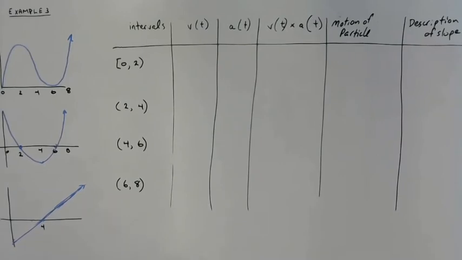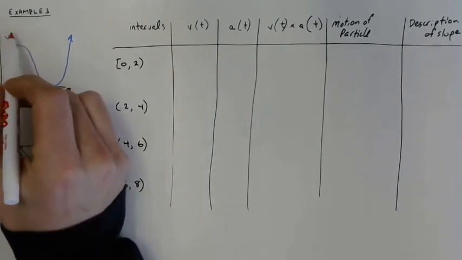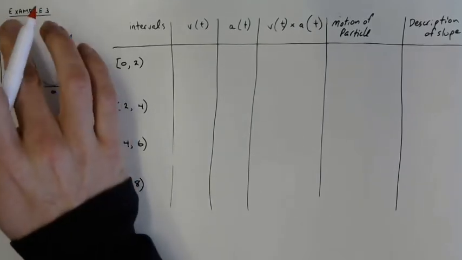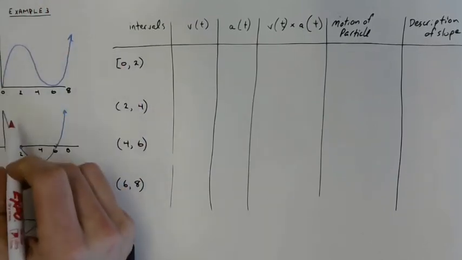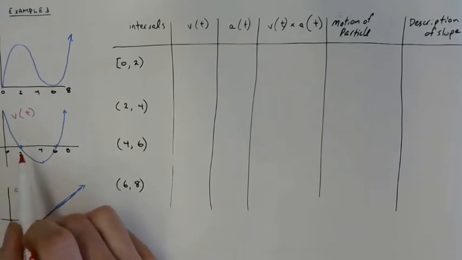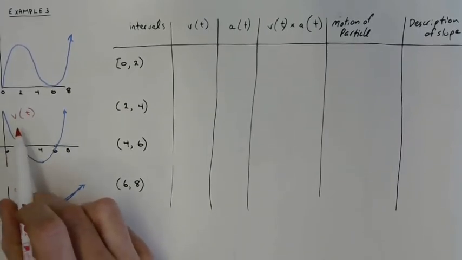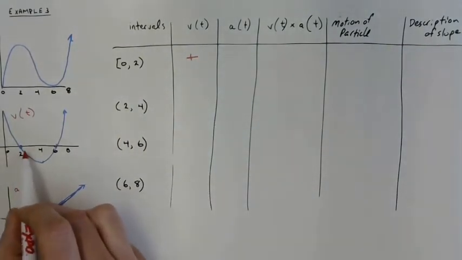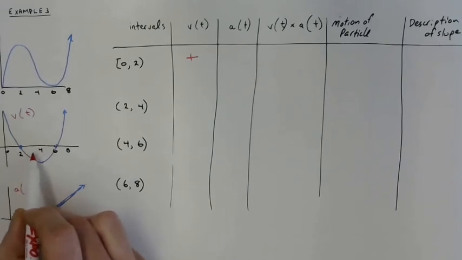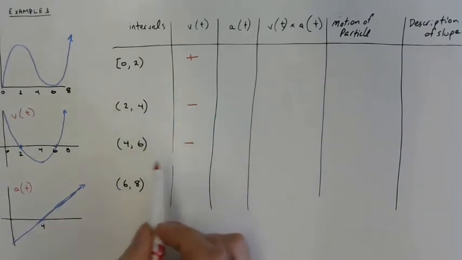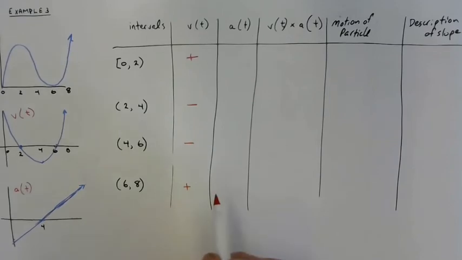Okay, so velocity, we're looking at v of t, which is up here, right? Sorry, this is s of t. This is displacement. This is v of t. This is a of t. That gives it some more context. From 0 to 2, is this positive or negative? It's positive. From 2 to 4, negative. 4 to 6, negative. 6 to 8, positive.